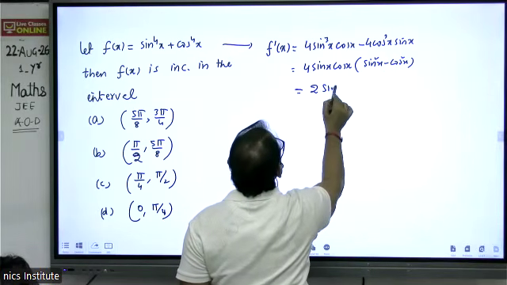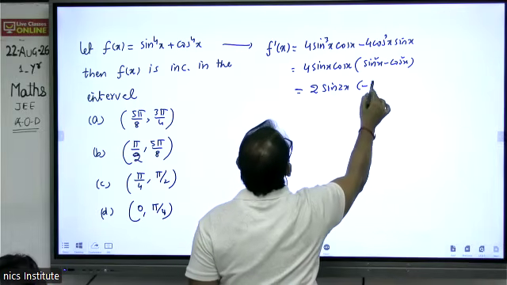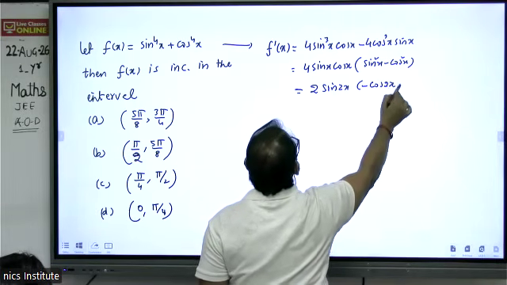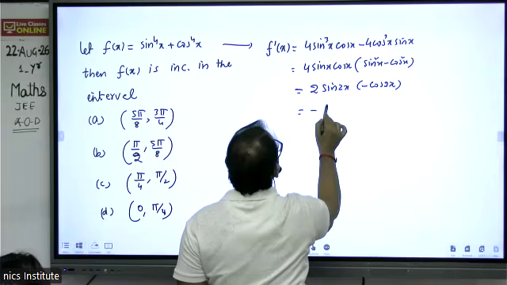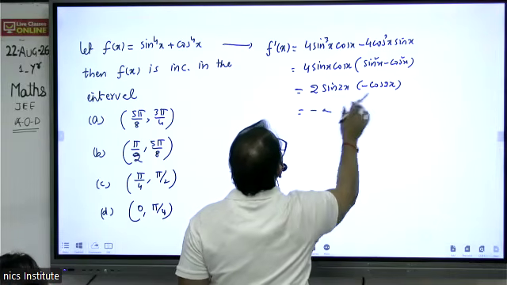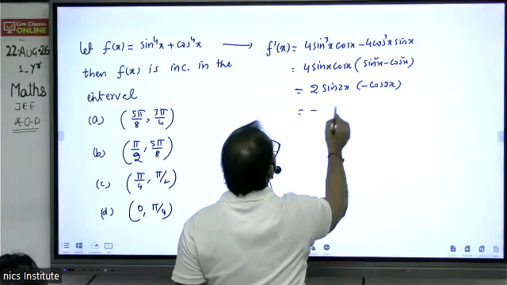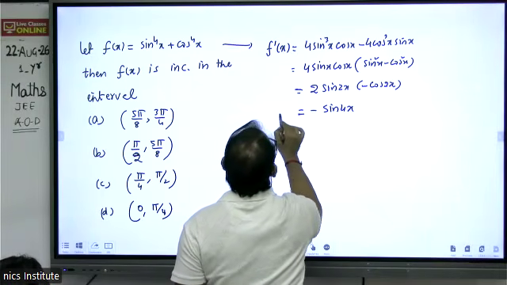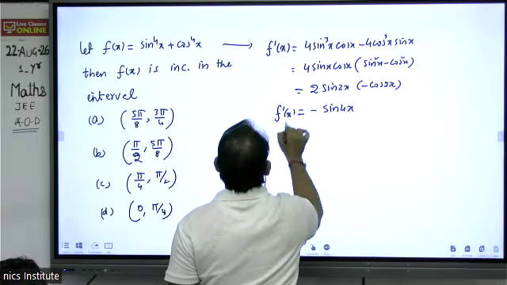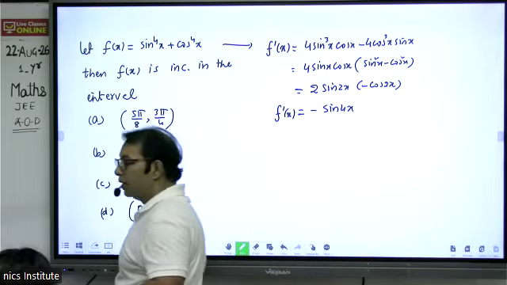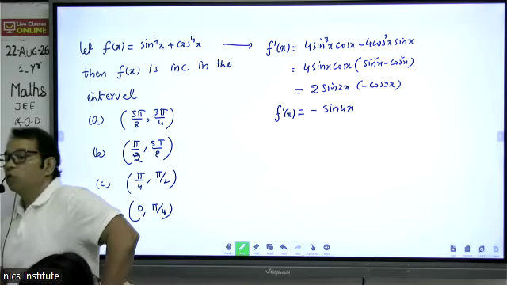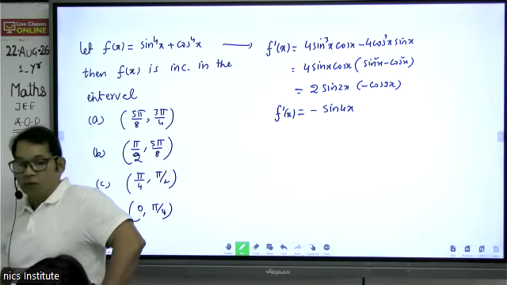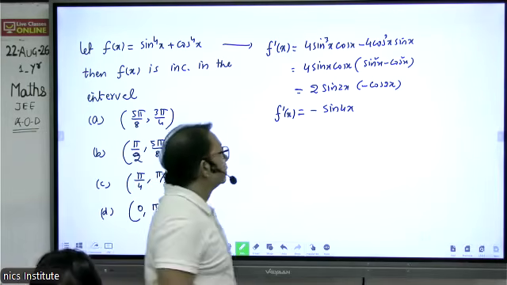This is sine 2x. This is minus cos 2x. This is minus 4 sine, 2 sine 2x cos 2x, which is sine 4x. So the derivative is coming out to be minus sine 4x, right? We have used identities: 2 sine theta cos theta is sine 2 theta.